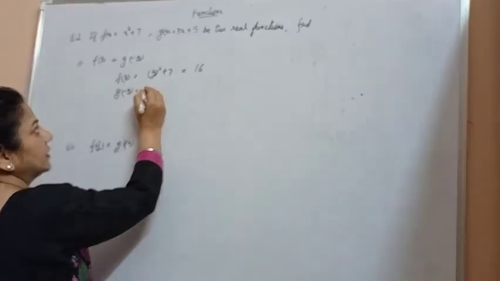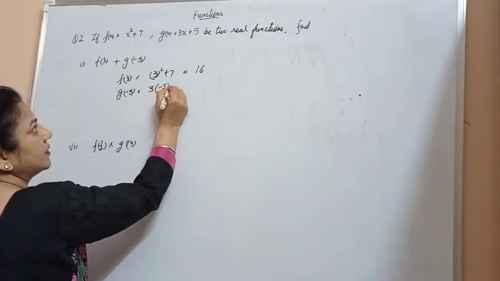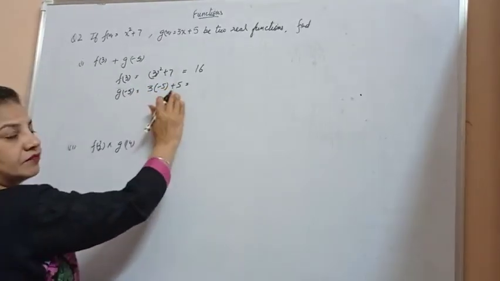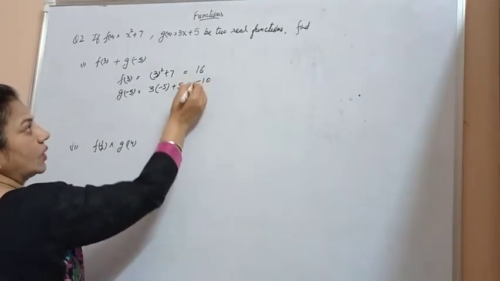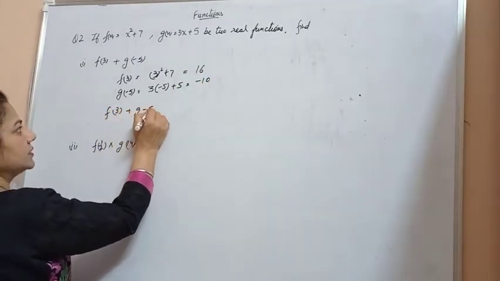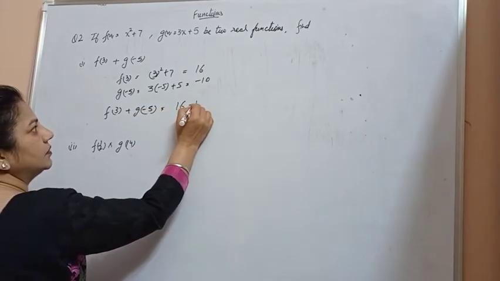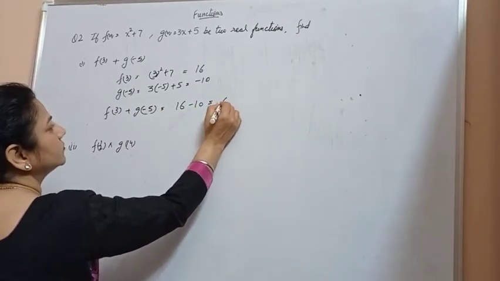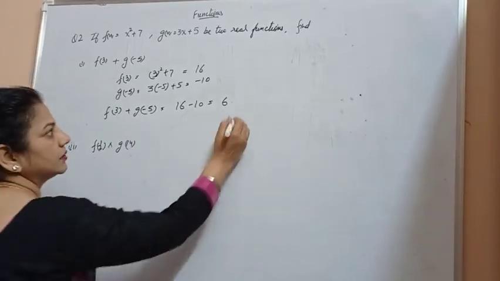G of minus 5. The function g(x) is 3x plus 5. That means 3 times minus 5 plus 5. Minus 15 plus 5 is minus 10. So add these two. F of 3 plus g of minus 5 is equal to 34 minus 10, which is equal to 24. This is my answer.